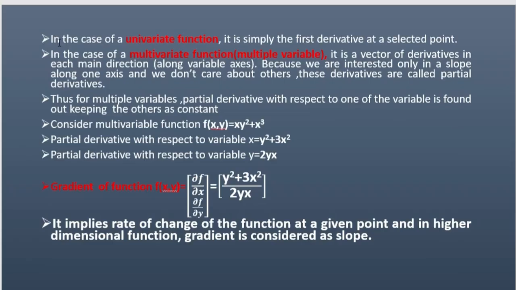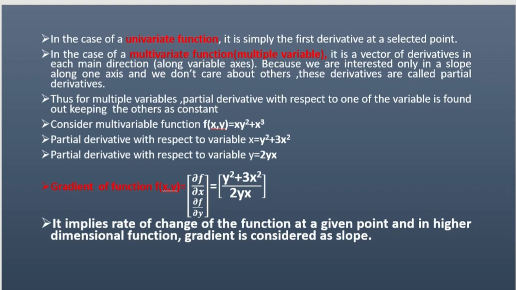Okay. Now, in case of a univariate function, it is simply the first derivative at the selected point. But if you have multivariate function or multiple variable, it is the vector of the derivative in each main direction. Because we are interested only in a slope along one axis, we don't care about any other. These derivatives are called as partial derivatives.